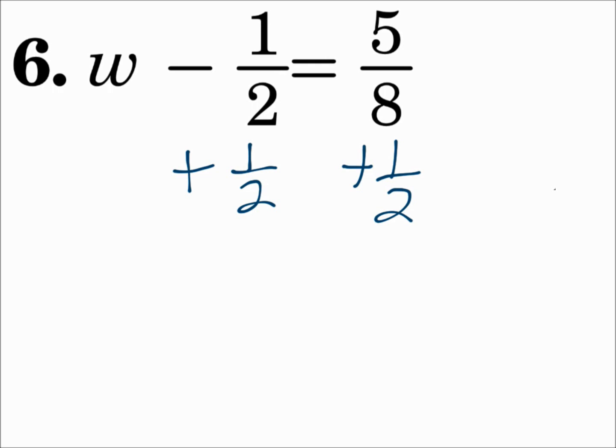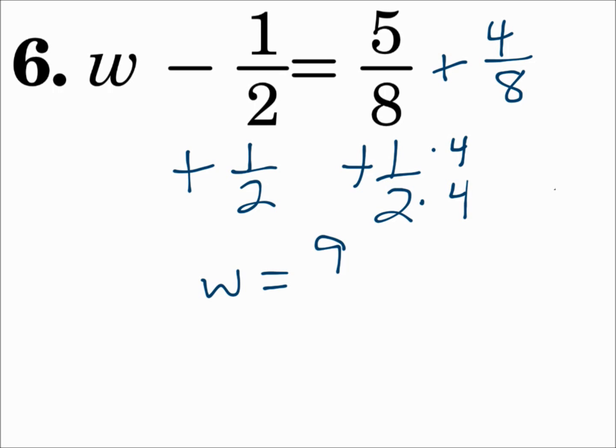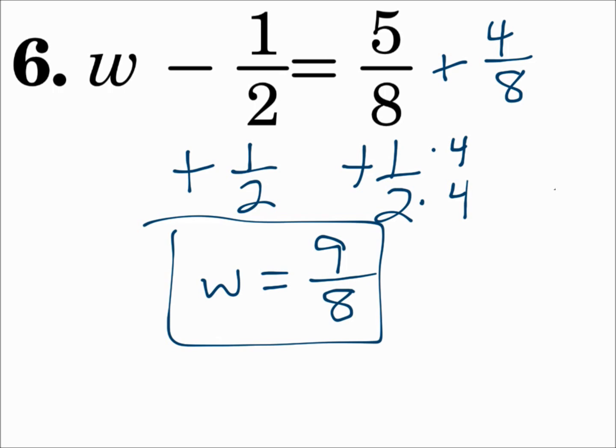On the right, you need a common denominator. For 2 and 8, the common denominator is 8. 2 times what is 8? 4. So half becomes 4/8. So you're really adding 4/8 to both sides. W on the left, and 5/8 plus 4/8 is 9/8.